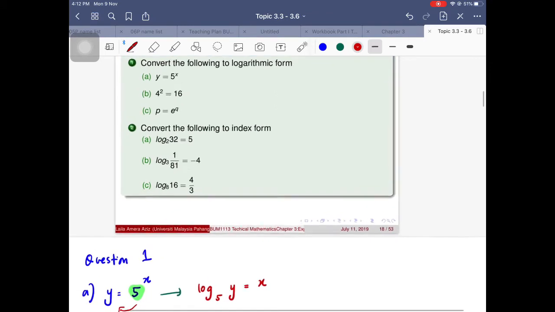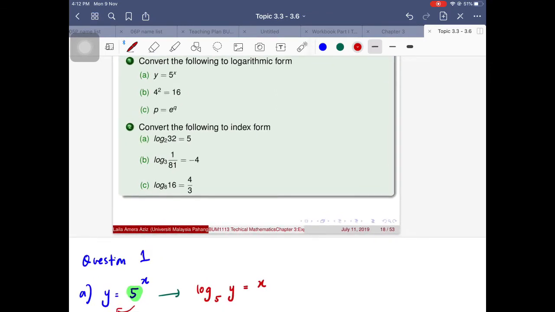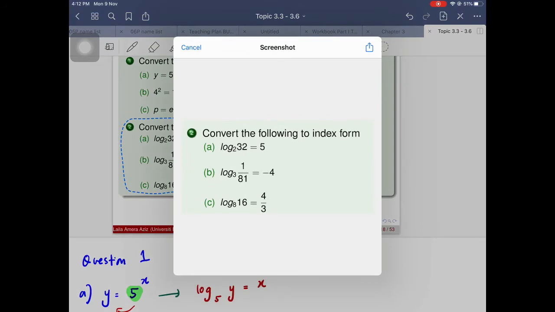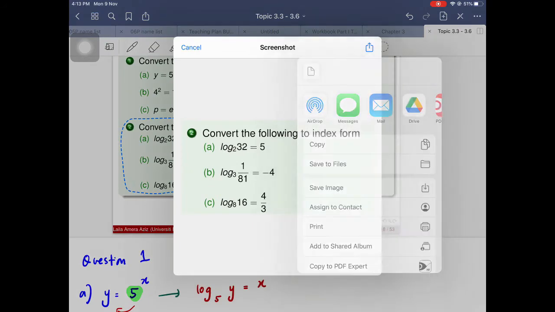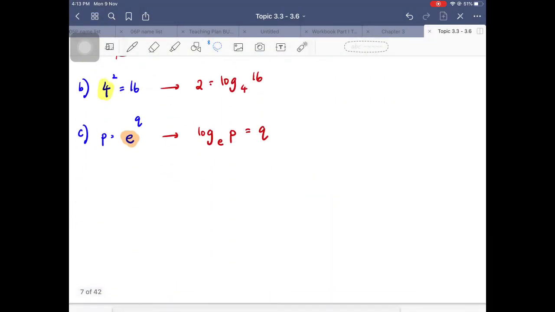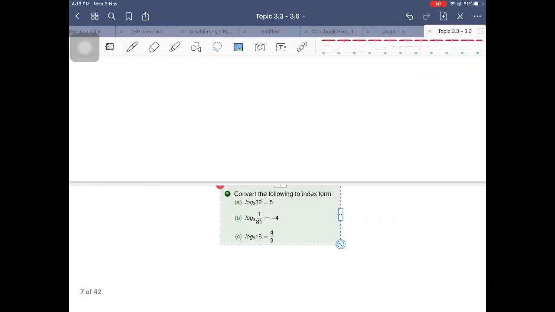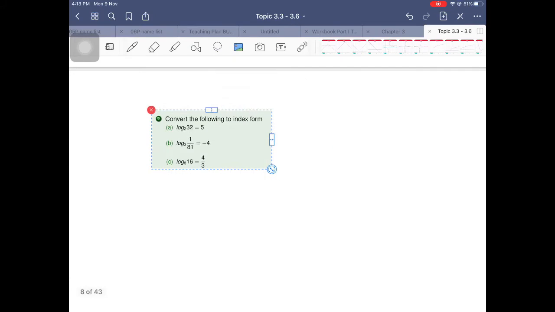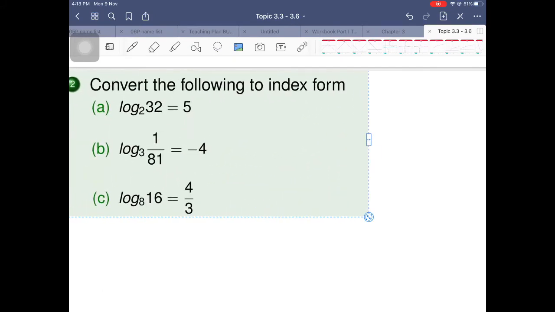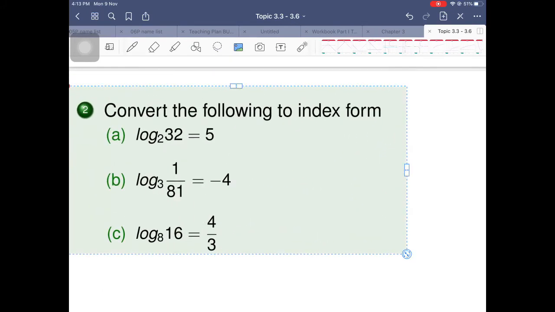What about question number 2? It says convert the following to index form. For question number 2, I am given logarithm form and we're going to change this to index form. So it's going to be the other way around from what we have done before. Let me add another page for this and paste it here. I'm going to make it super large so we can scribble on it.